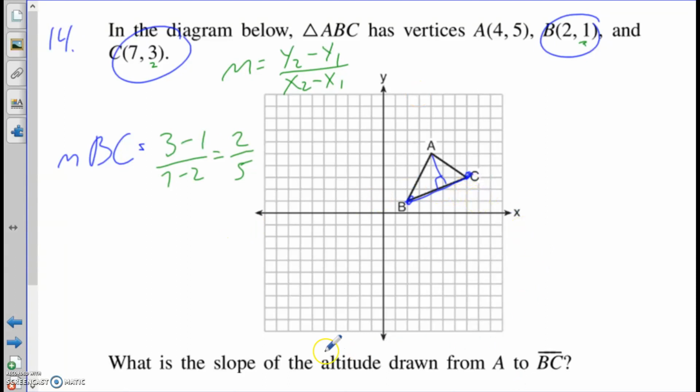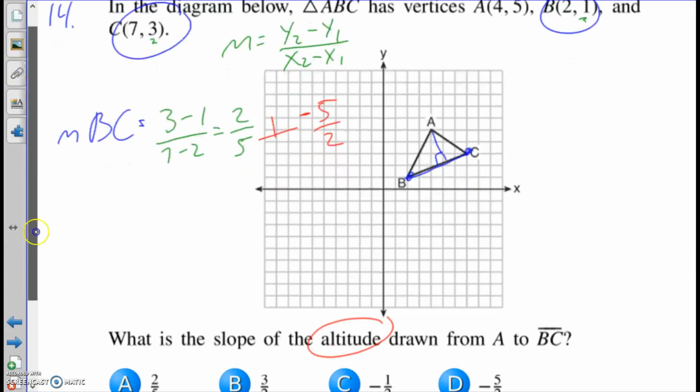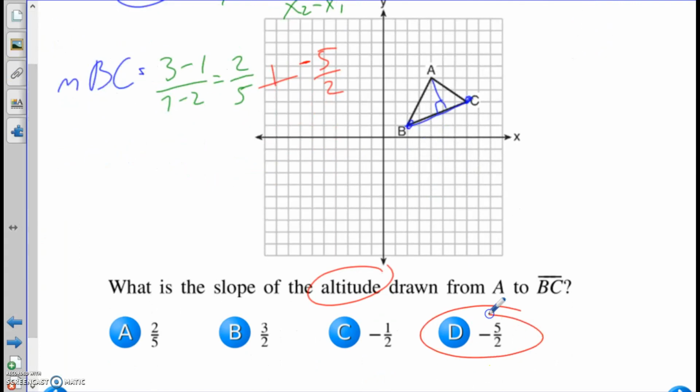This altitude is going to be perpendicular to that. And perpendicular to 2 over 5 is going to be negative, because we switch the sign. This whole thing's positive, so the whole thing becomes negative, and reciprocal. Opposite sign reciprocal: negative 5 over 2. Choice D.